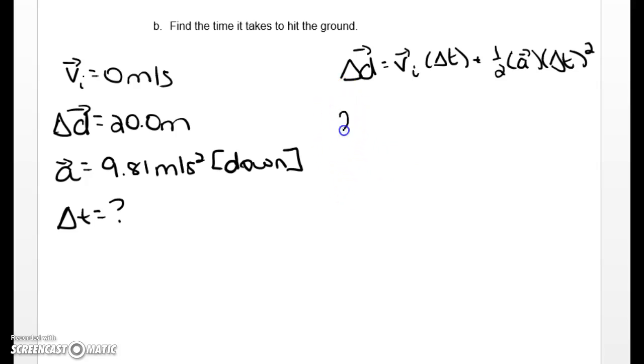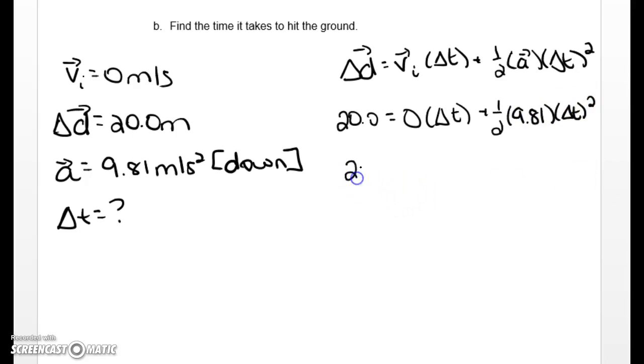So my displacement here is 20.0 meters. Our initial velocity is 0 times that change in time, plus 1/2 times 9.81 times delta t squared. I'm just going to simplify everything before I start moving some stuff over. So 0 times delta t is just 0 because anything times 0 is just 0. So I can actually forget about this. But what I can work with is this 1/2 times 9.81. I can simplify that to 4.905. And that's times your change in time squared.